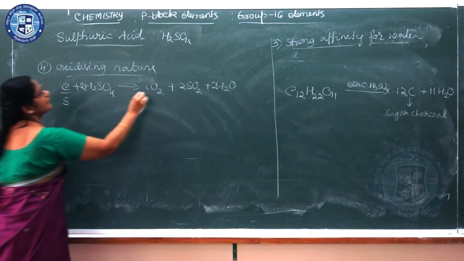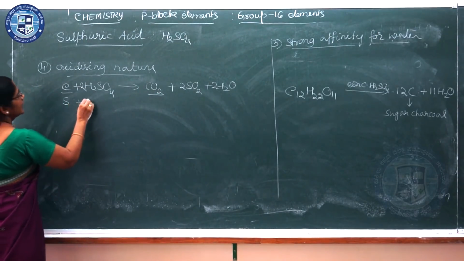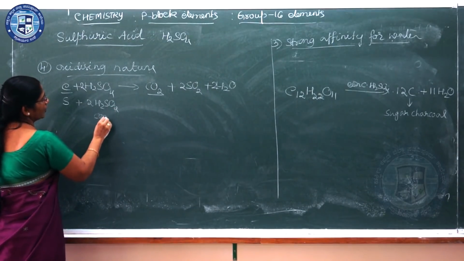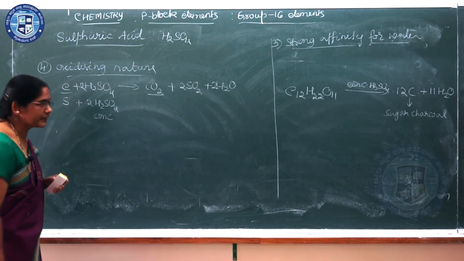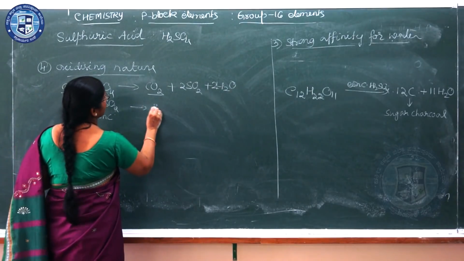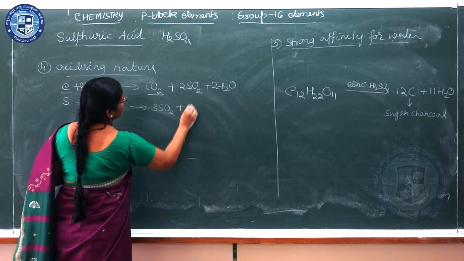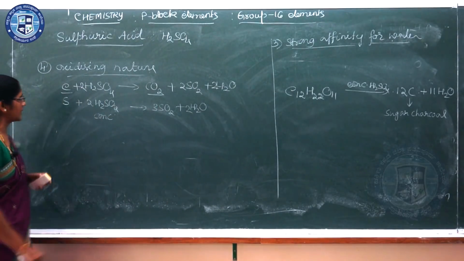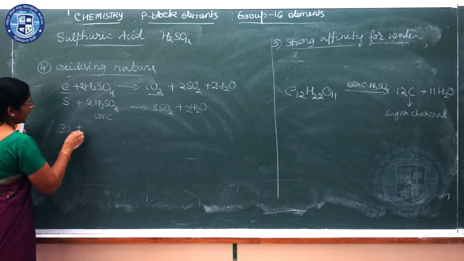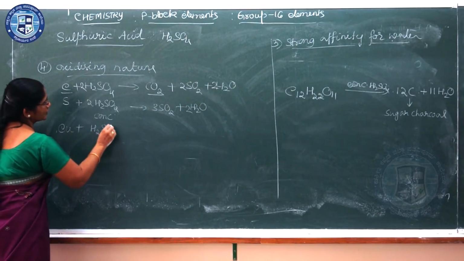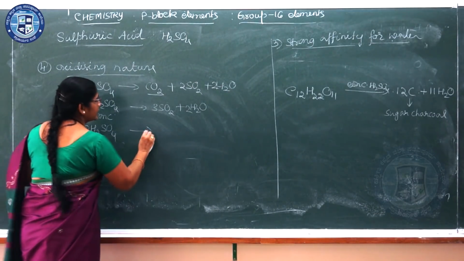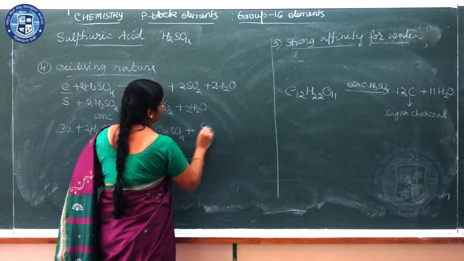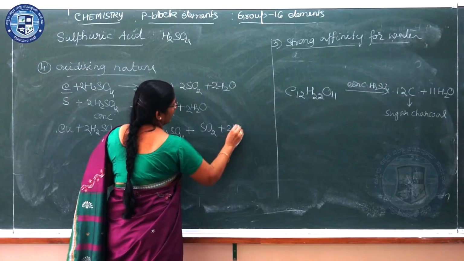So carbon gets oxidized to carbon dioxide. Sulfur, when added with concentrated sulfuric acid, all these reactions being in the concentrated state, forms sulfur dioxide. So sulfur is oxidized to sulfur dioxide. You can add concentrated sulfuric acid to copper and heat. Then copper gets oxidized to its sulfate, copper sulfate, with the formation of sulfur dioxide and water.